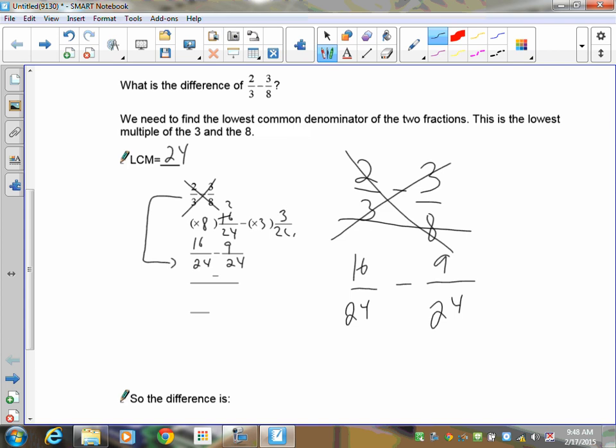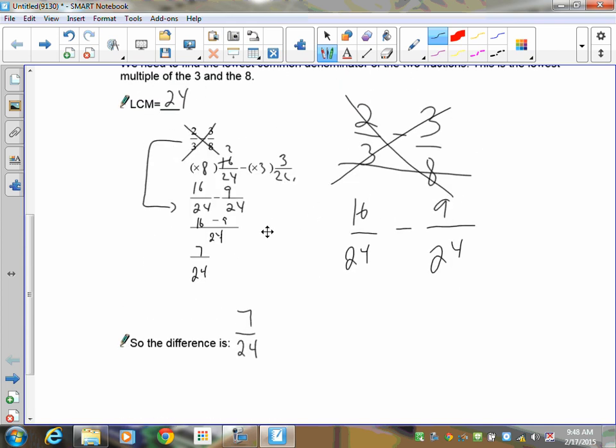So now that I've got the 16 24ths minus the 9 24ths, it's just going to be 16 take away 9, which is over 24. And of course, 16 take away 9 is 7, so that's 7 24ths. So our difference is 7 24ths. At this point, you should be going, yep, no problem, Mr. Eady. I got it. I've done this before.